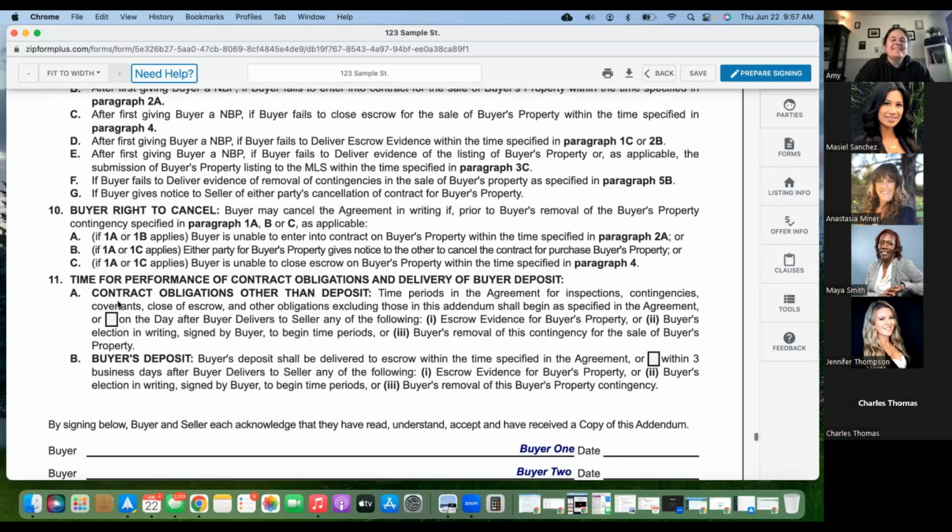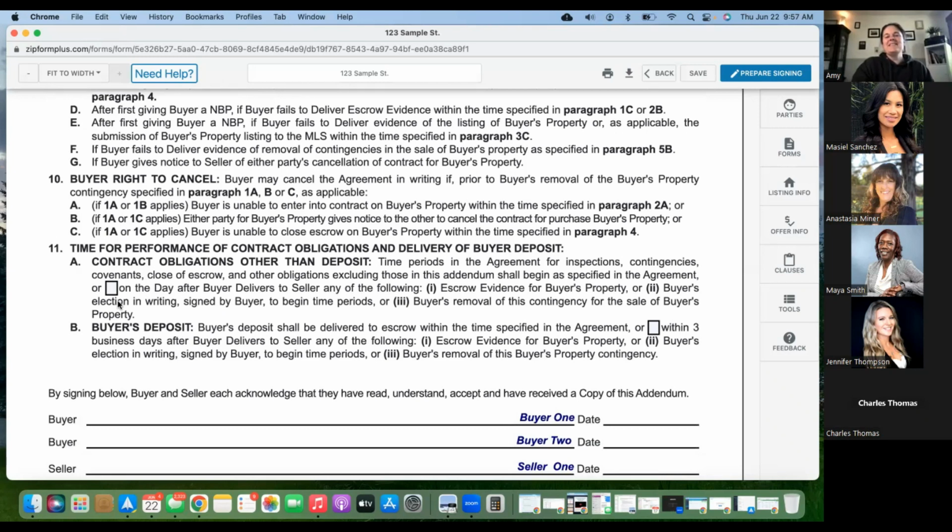Buyer right to cancel. 10. The buyer may cancel the agreement in writing if prior to the buyer's removal of the buyer's property contingency specified in 1A, B, or C. A would be 1A or B. Buyer is unable to enter into contract for buyer's property within the time specified in 2A. Buyer can cancel this agreement. They walk away with their deposit.